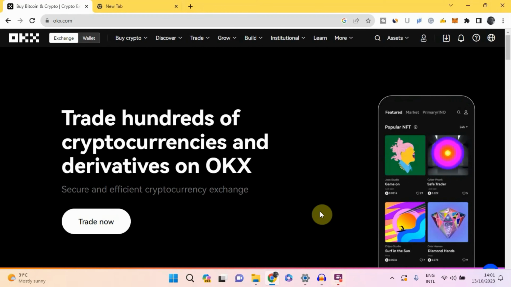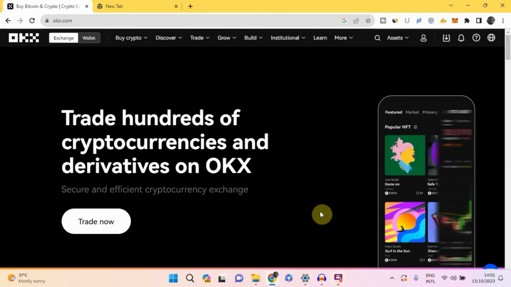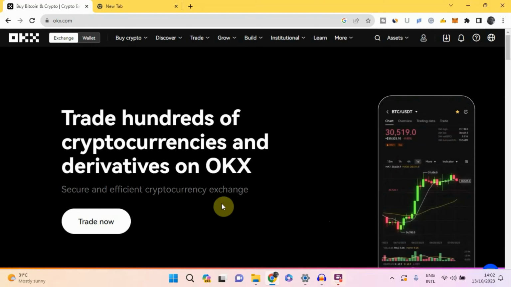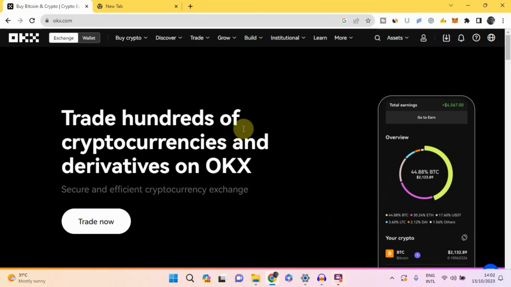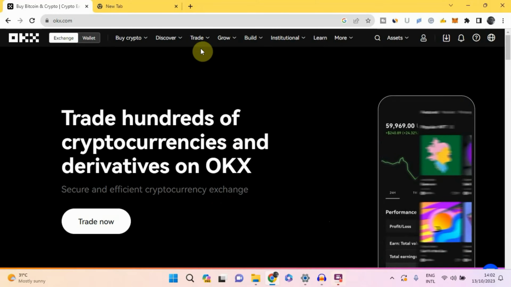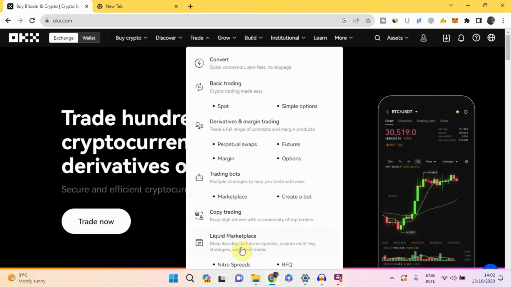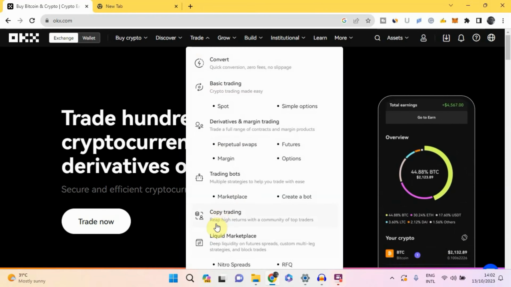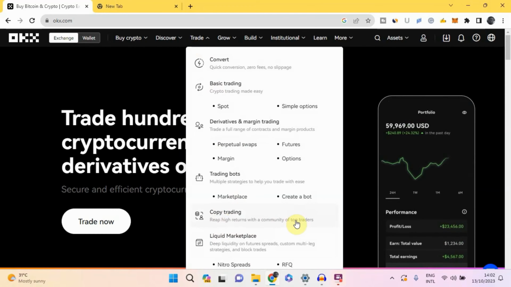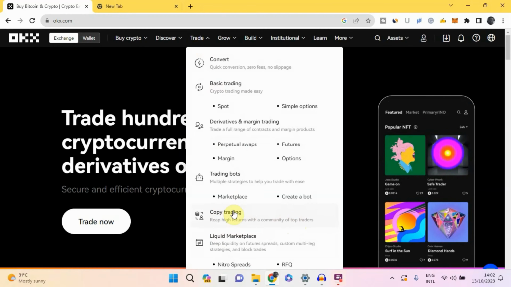Now to how to do copy trading on the OKX platform. As you can see right here, I'm on the home page of the OKX platform. And the first thing you need to do is to go to the trade page, where it says trade at the top right here. Then scroll down to where you have copy trading. So you can see "Reap high returns with a community of top traders." So you click on it right there.